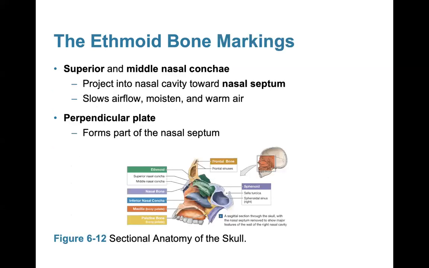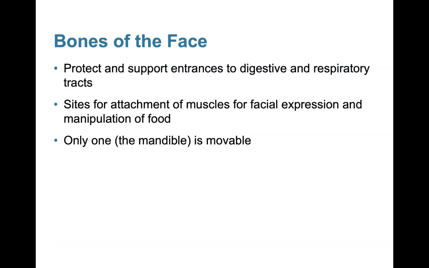The ethmoid bone markings: we have the superior and middle nasal concha. These project into the nasal cavity toward the nasal septum. This will slow airflow, moisten, and warm the air. This will be a very important process for the respiratory system. The perpendicular plate forms part of the nasal septum.